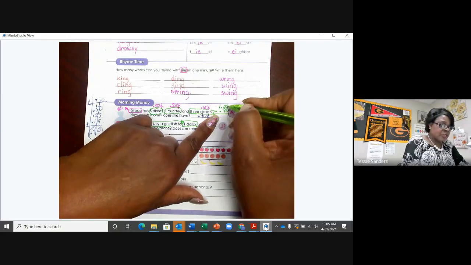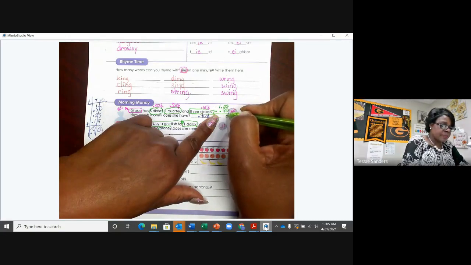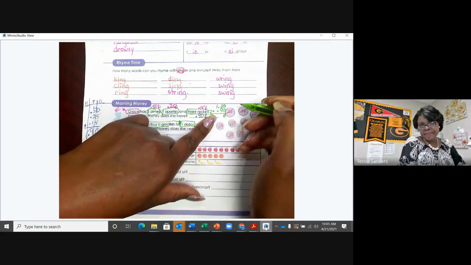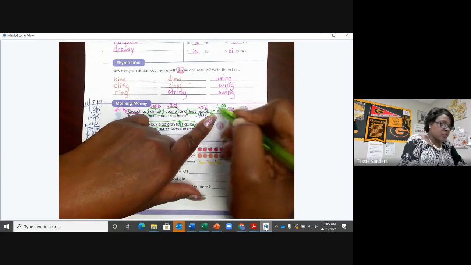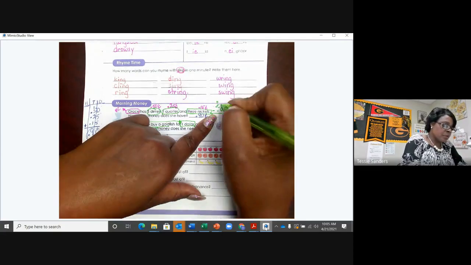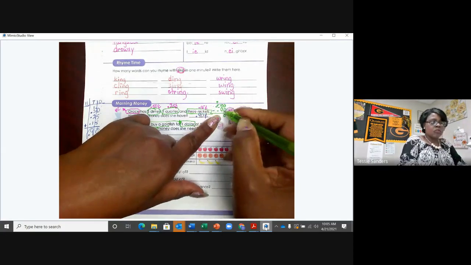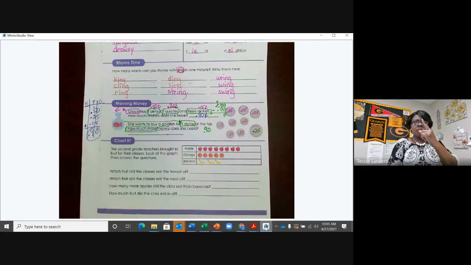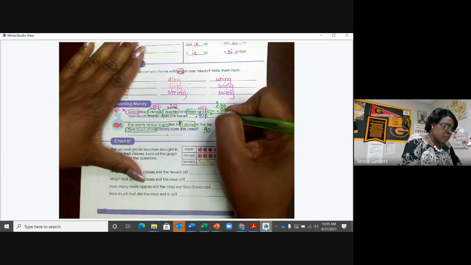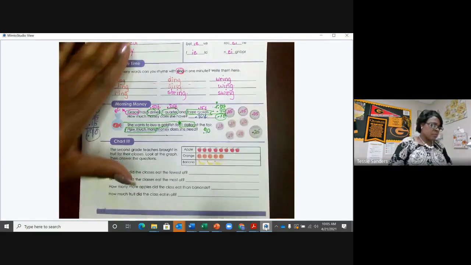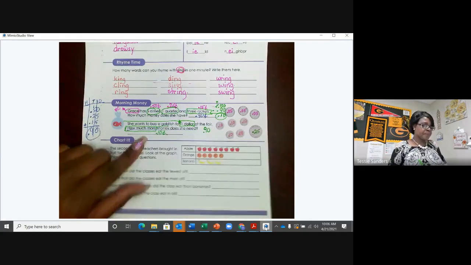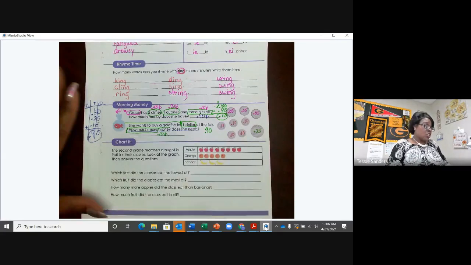$1 minus 90 cents. 0 minus 0 is what? 0. We cannot take 0 from 9 or 9 from 0. This is really a 10. So we'll see and put it here. Still 10. So count up. We have 9, 10. There it is. So we write our what? 1. So how much more money does she need? 10 what? She needs 10 cents more. Good job. Excellent. So chart it.